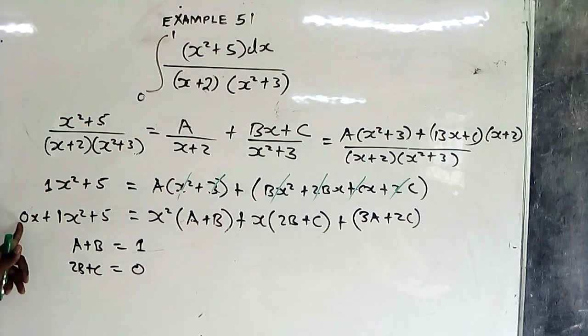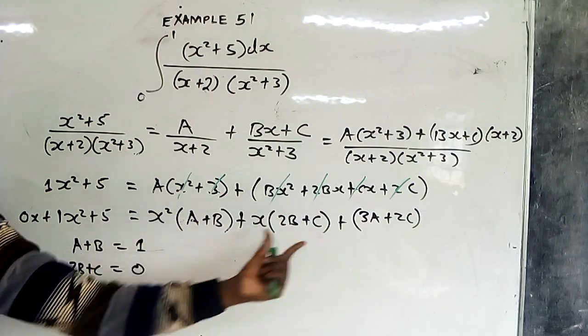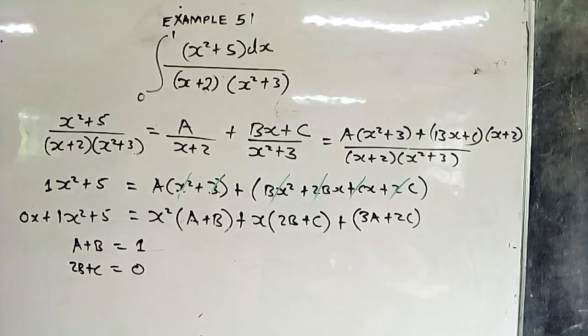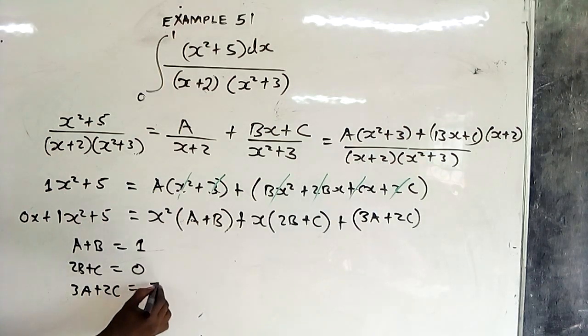So the coefficient of x on this side is 0, and the coefficient of x on that side is 2b plus c. So you compare coefficients. Is that okay? Move to the constant term. The constant term on the other side is 3a plus 2c, isn't it? And the constant term on this side is 5. You see? So this is simultaneous.